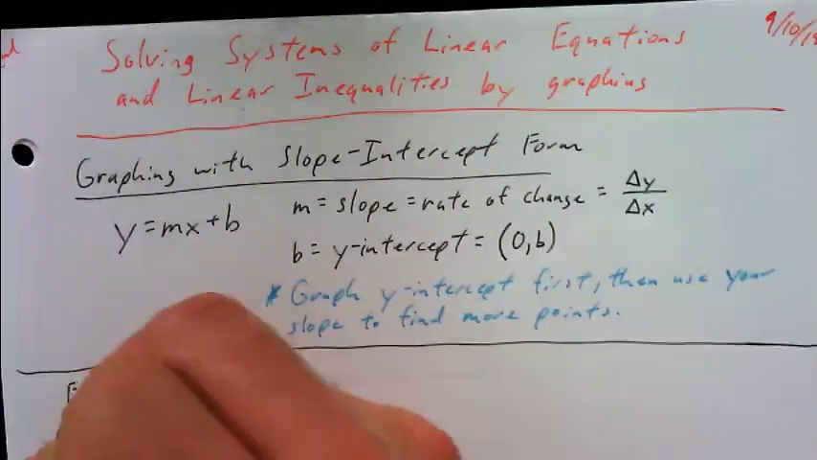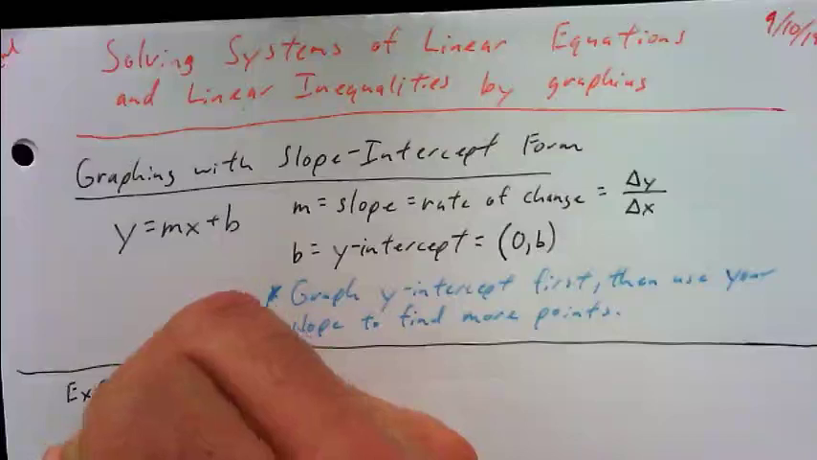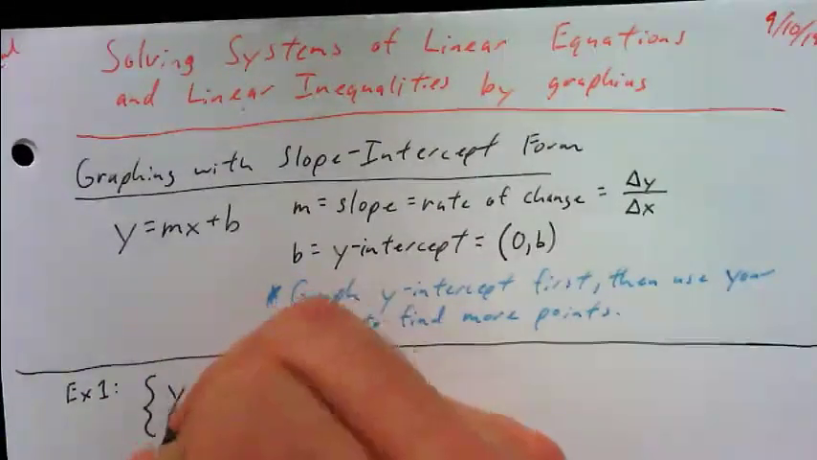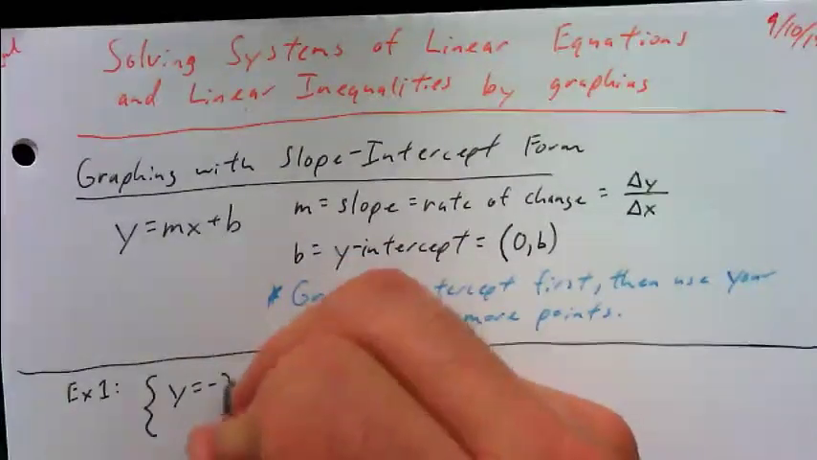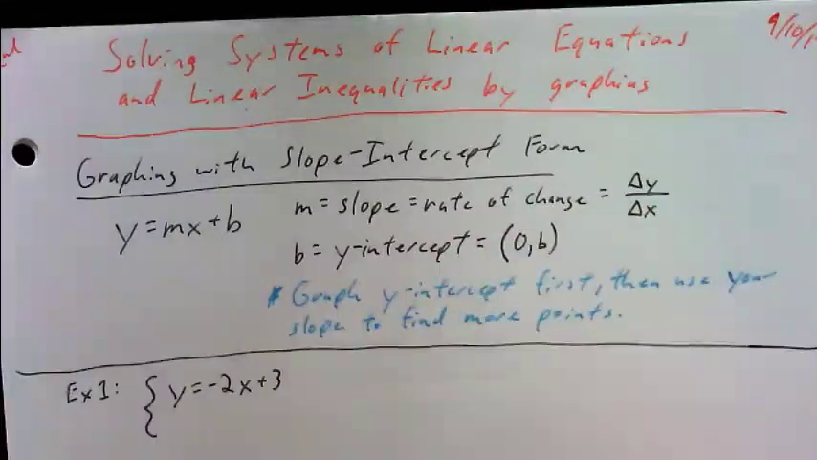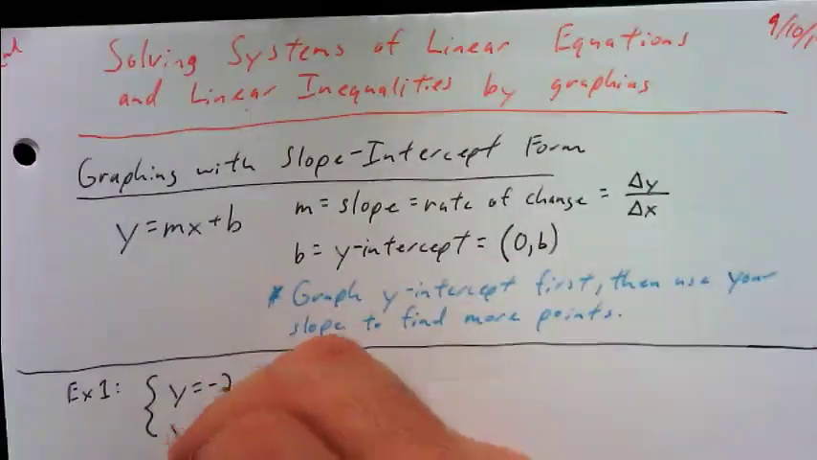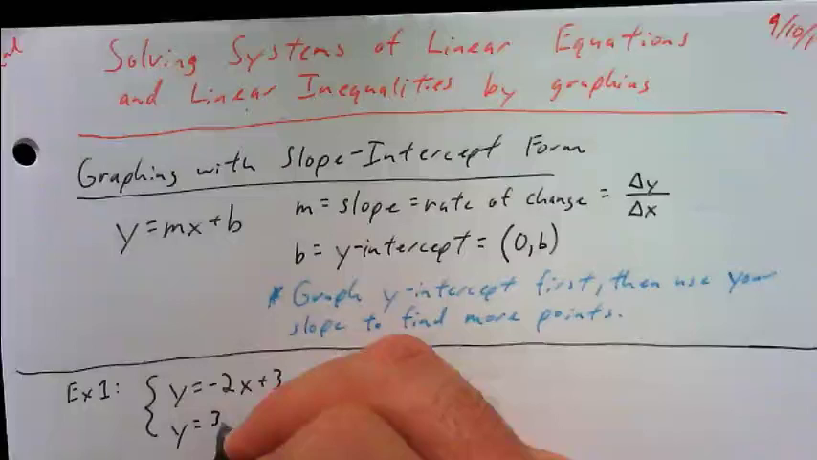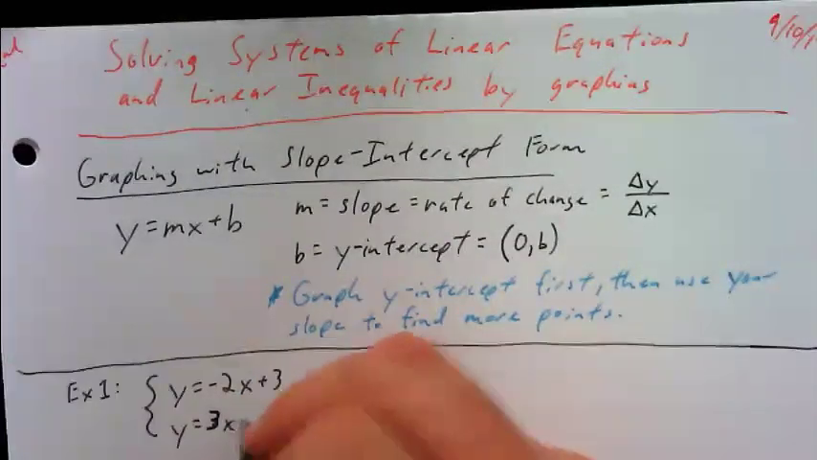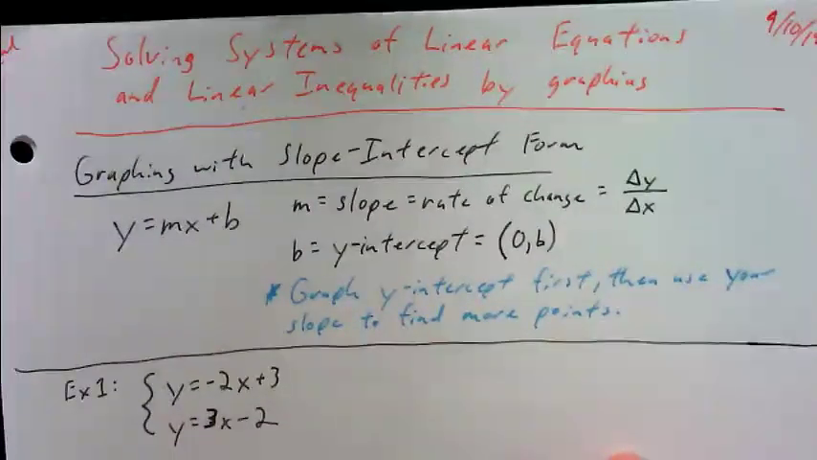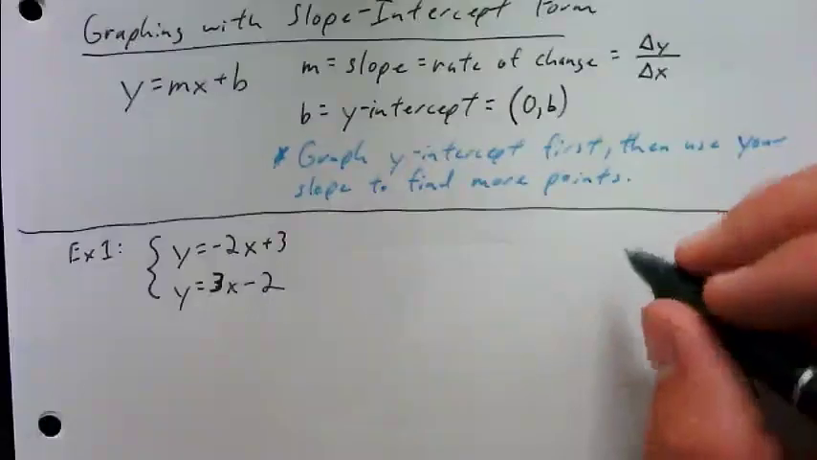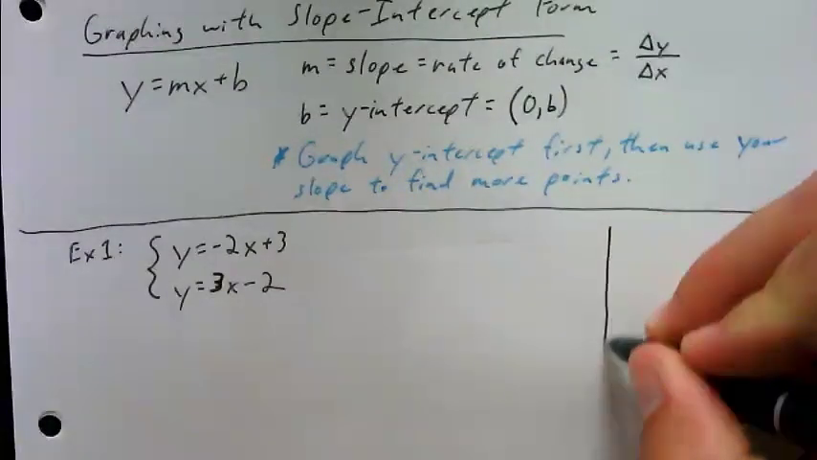So the first example that I want to do is y equals negative 2x plus 3, and y equals 3x minus 2. And then over here off to the side, I'm going to go ahead and draw my coordinate plane.